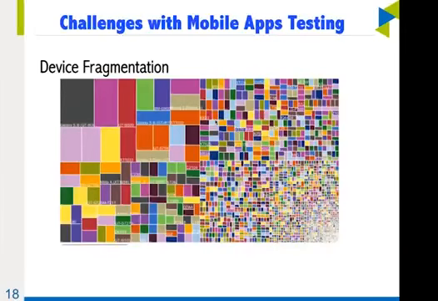So the first one is the device fragmentation. Now look at this chart. This chart talks about how the different devices are distributed in the global space. And this chart is only for Android.